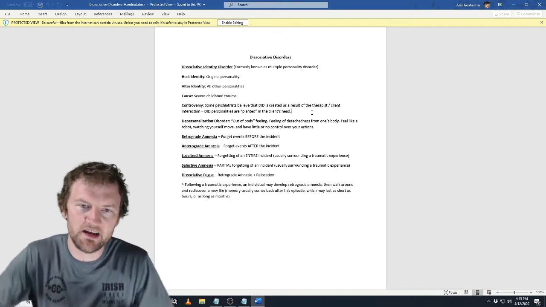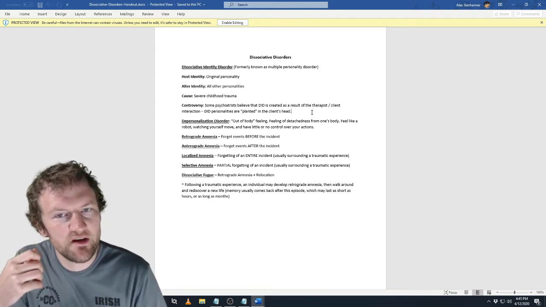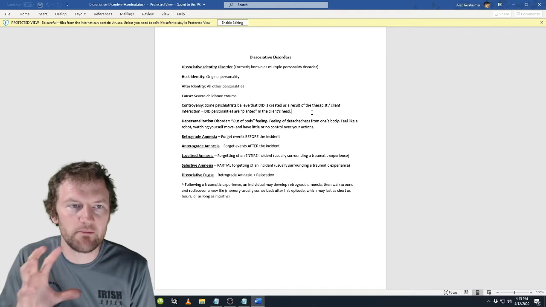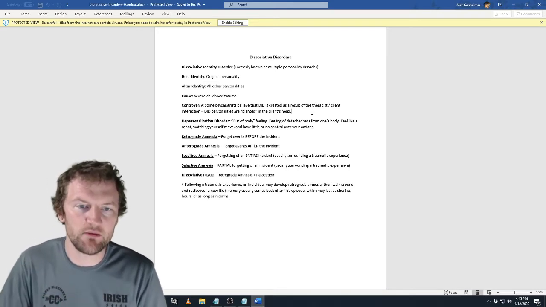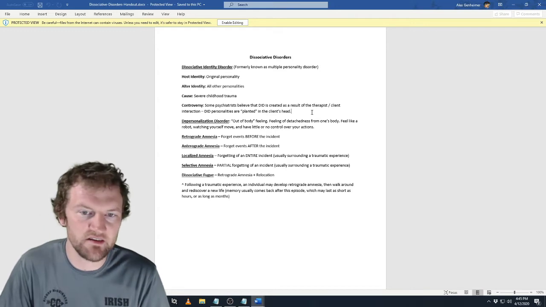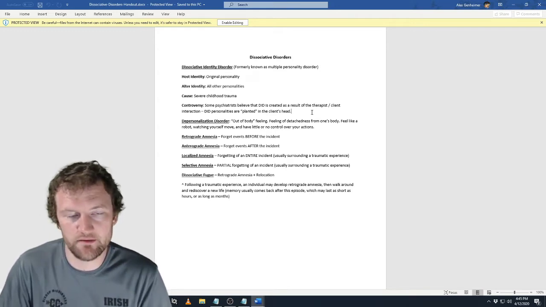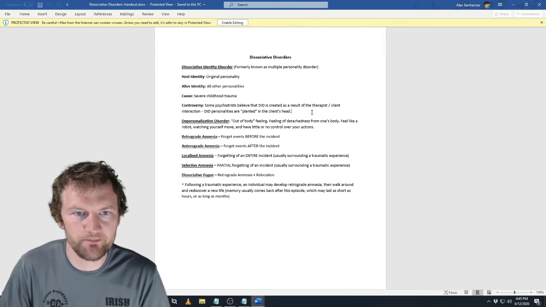So there's a complete memory disconnect between these personalities. There's a lot of myth around this kind of thing as well, but supposedly they can know different languages, different accents, different genders. It gets pretty out there.